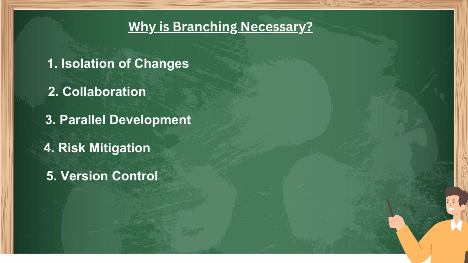The next point is version control. Branching allows for better version control and management. For example, you create a release branch to prepare for deployment while continuing to develop new features in other branches. This ensures that the release branch remains stable and ready for production.